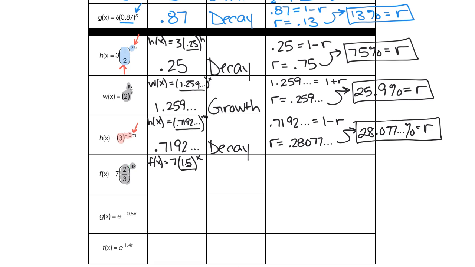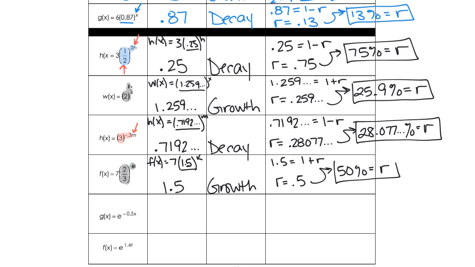And now I can say that my base is 1.5, which is greater than 1, so we can go ahead and say that it's growth. And we can take that 1.5 and put it equal to 1 plus r, since it's growth. Subtract 1, and we get a rate equal to 0.5. But as a percent, 0.5 is actually 50% as our rate of change or rate of growth. Okay, next one up.